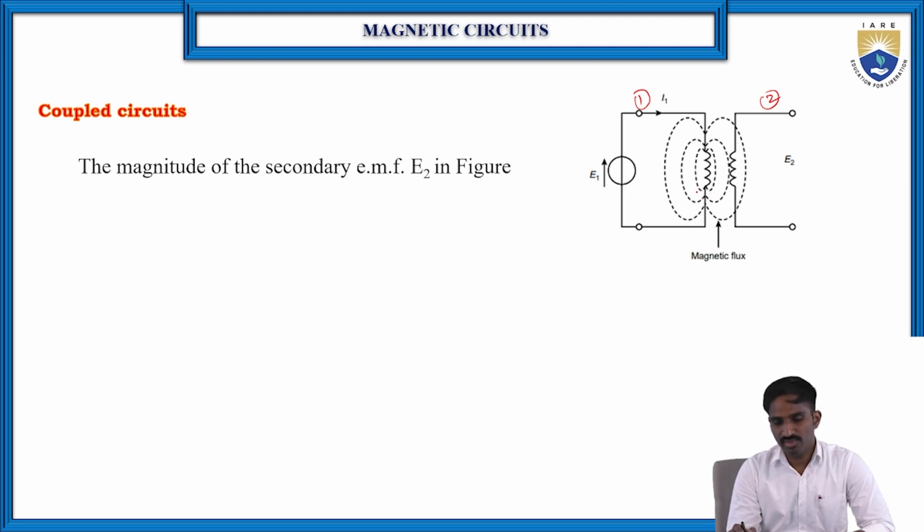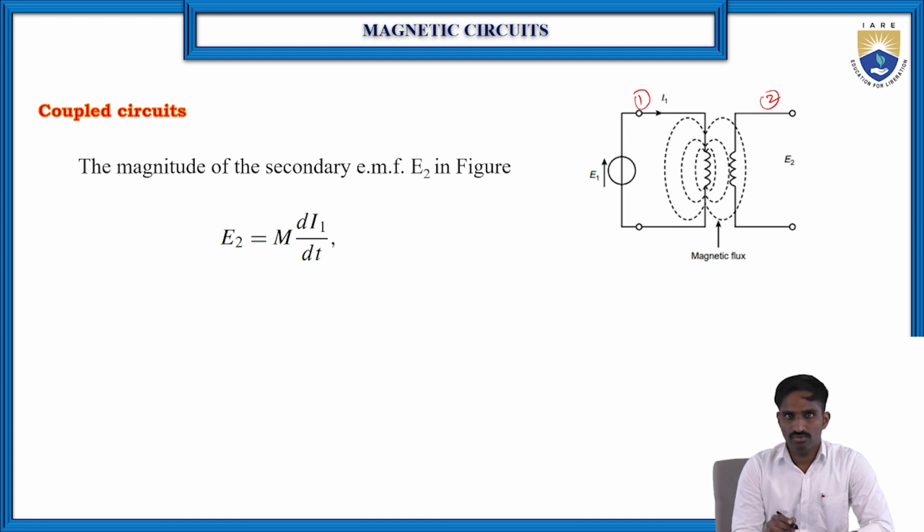Then some amount of the flux links with the secondary winding. Due to this flux linkage, caused by the change in current in the primary winding, an EMF is induced in the secondary winding. How to calculate that induced EMF is what we are going to find in today's class. This equation we already know: E2 is equal to M into dI1 by dt. Here M is the mutual inductance between the two coupled circuits, and I1 is the current flowing through the primary winding.